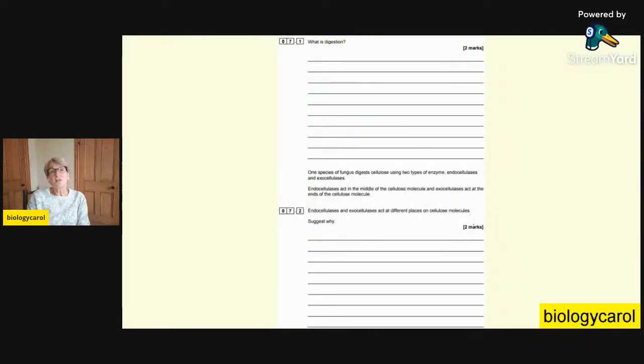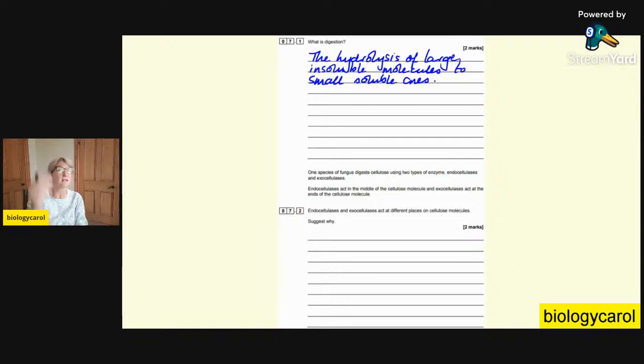Question 7, what is digestion? Right, this is a definition straight from GCSE. Now I wanted to write, it is the breakdown of large insoluble molecules to small soluble ones, but then I suddenly realized I don't want to use the word breakdown, I certainly don't want to use the word digestion, I should be using the word hydrolysis because that is an A-level term. So that is what I put. Here's the mark scheme, and therefore I got the 2 marks.